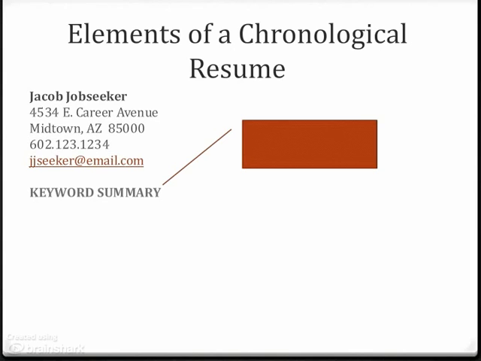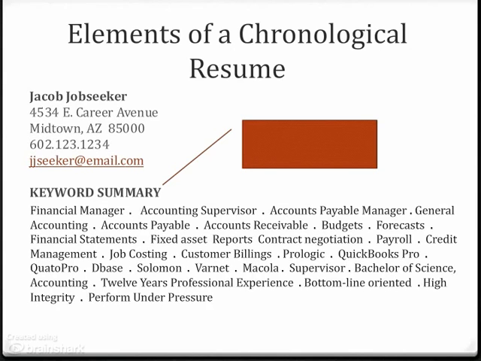Second is a keyword summary. Here is a sample. You will notice that titles are about 15% of the summary. Skills make up 75% of the summary, and what I refer to as personal attributes are about 10% of the summary. The titles here include financial manager, accounting supervisor, and accounts payable.